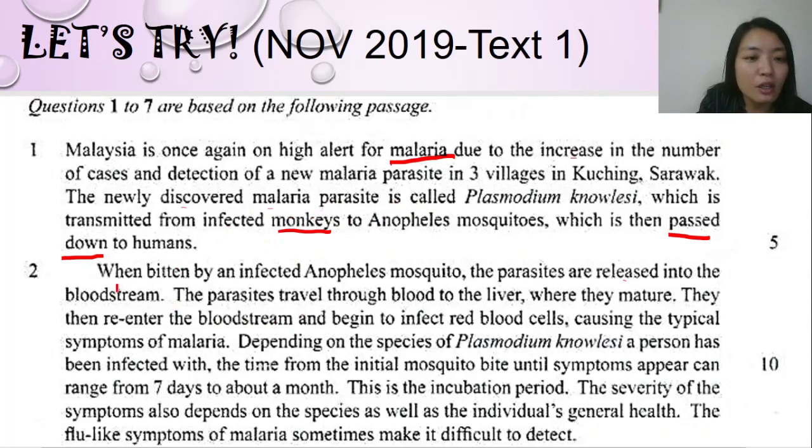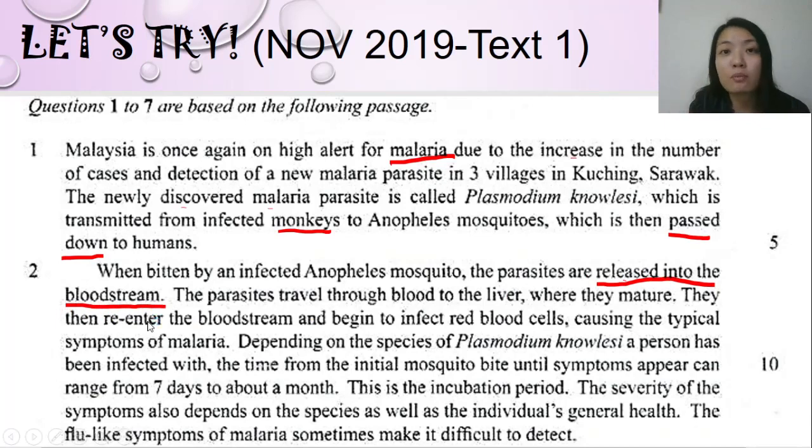Okay, next. When bitten by an infected mosquito, the parasites are released into the bloodstream. I think this phrase is important to me, but it may not be important to you. Doesn't matter. The parasites travel through the blood to the liver, where they mature. I think I read something about the liver earlier, so I'm just going to underline liver. They then re-enter the bloodstream and begin to infect the red blood cells, causing the typical symptoms of malaria.